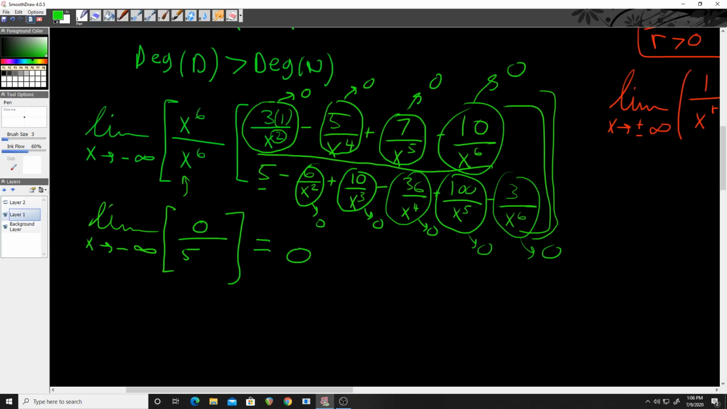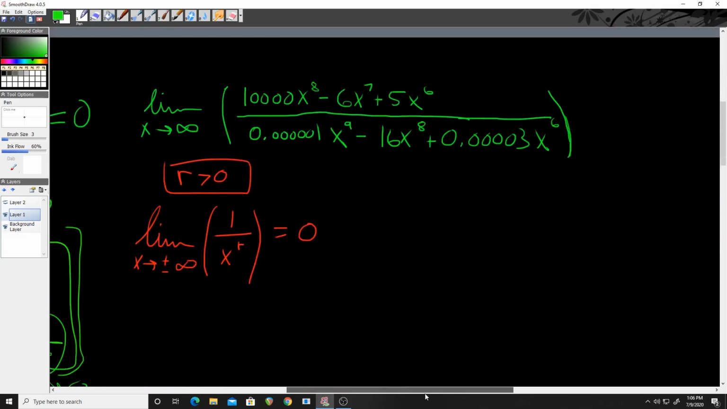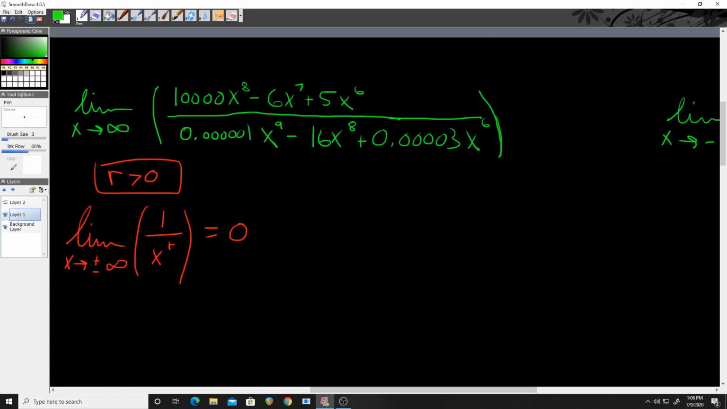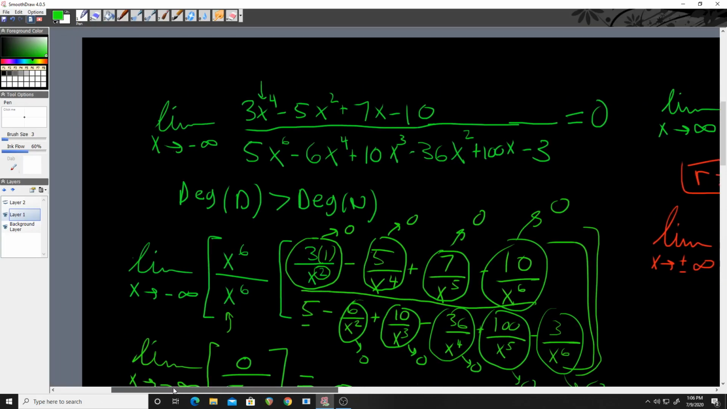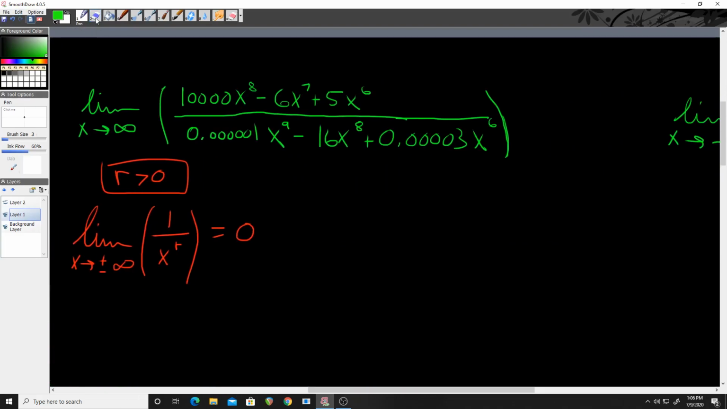So this is how we show it, just like this. Okay? That's it for that problem. Let's move on to the next one. Here we go. The degree of the highest power in the numerator is 8. The highest power in the denominator is 9. And you know what? I didn't mean to do that. So we're going to change that because that's not the point of the lesson right now. We already did this. So I'm just going to change this 8 to a 10. Okay, so now everything is looking good.